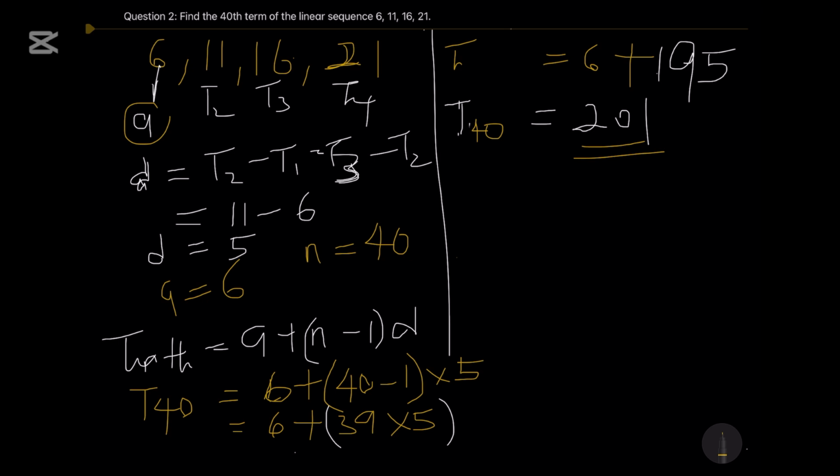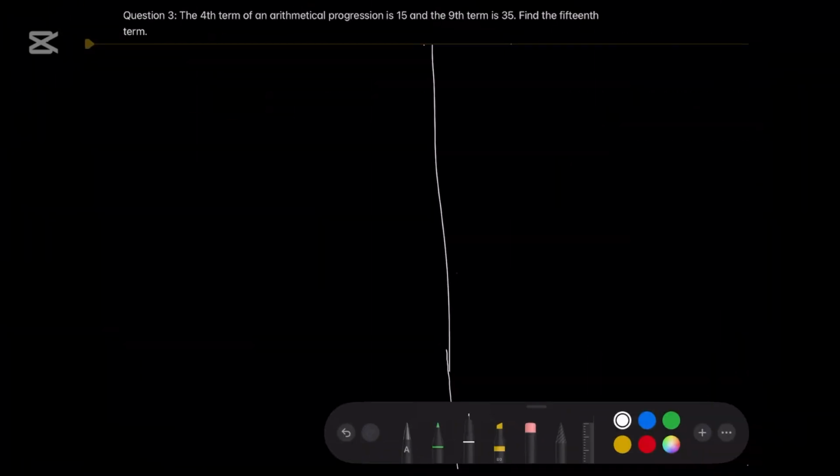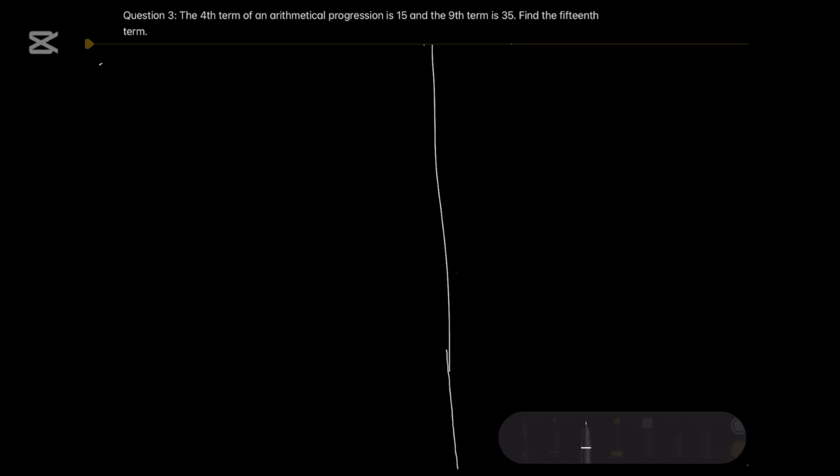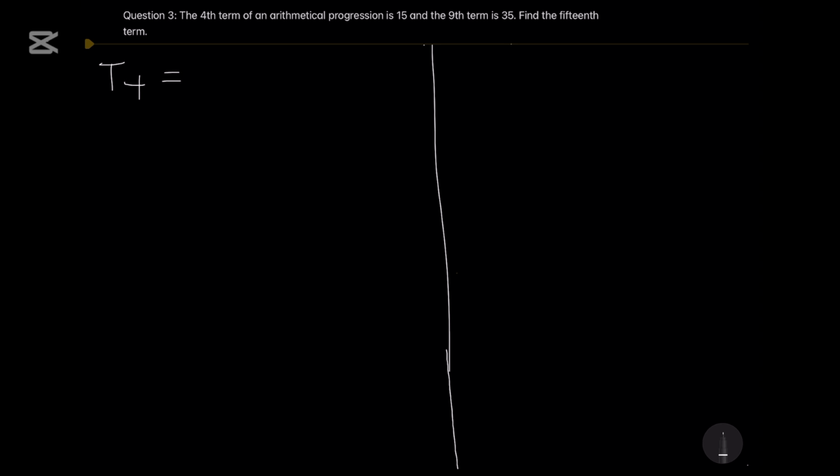So let's look at the next question. Our next question says the fourth term of an arithmetical progression is 15 and the ninth term is 35. Find the 15th term. Now, how do we approach questions like this? Don't forget, we are still working on arithmetic progression. First thing is to interpret the question accurately mathematically. The first sentence says the fourth term of an arithmetical progression is 15. So our fourth term T4 is equal to 15. And the second, they said the ninth term is 35. That is, the ninth term is what?